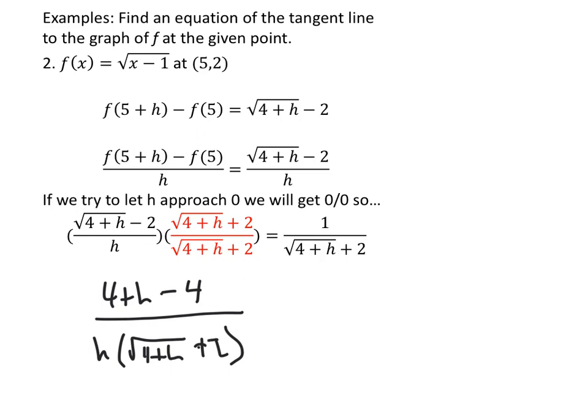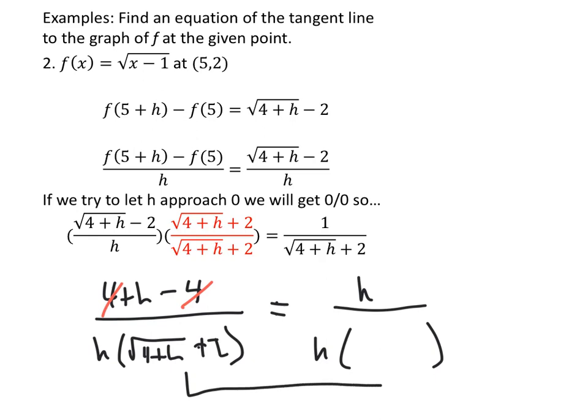The 4's cancel. My h over h, yes, I'm going to be lazy right here, tells me that my h's cancel, and that's how I get 1 in my numerator. If you need to, remember you're factoring out an h. I'll get 1 in my numerator over the square root of 4 plus h plus 2. This is not the slope of the tangent line yet. We haven't let the limit go to 0, and it's definitely not the equation of the tangent line yet.